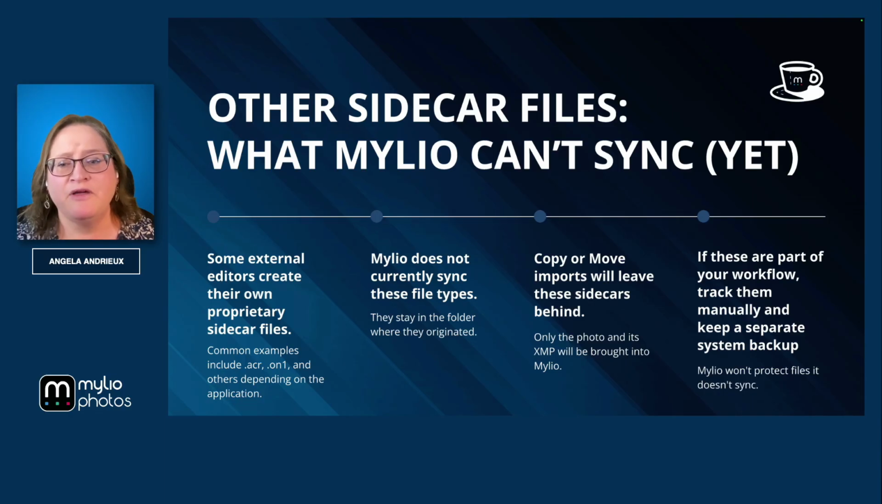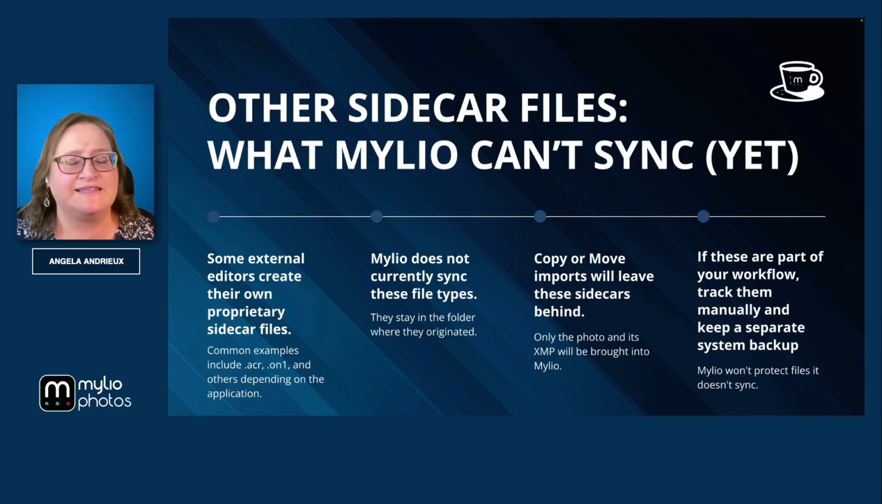If you do a copy or move import, so let's say you've been using Lightroom or Adobe Camera Raw or some other system, you've got these sidecars already in your folder system, and then you come to Mylio. If you do a copy or a move import, these sidecars will be left behind. So you need to make sure that they are brought into Mylio. Mylio can't read them, but you want to make sure they're in the folders where your pictures live. So if they're part of your workflow, track them manually and keep a separate backup system.